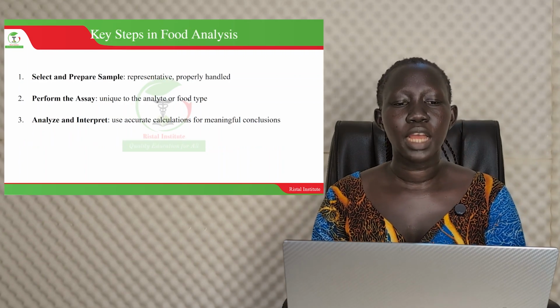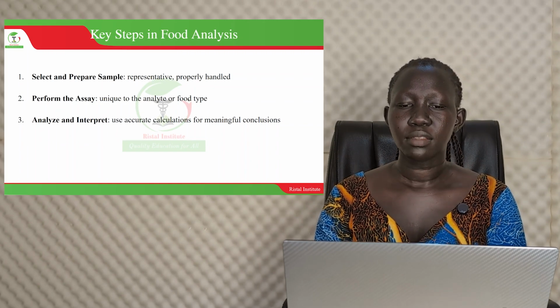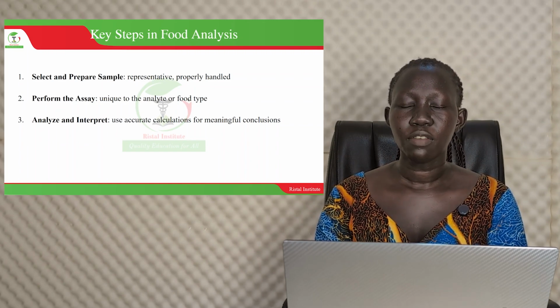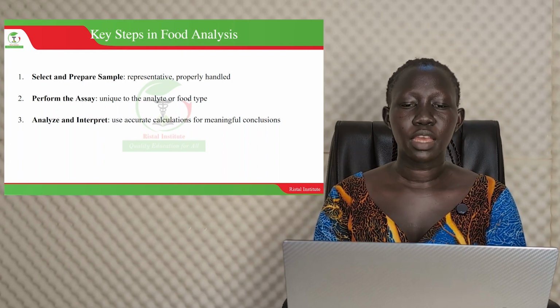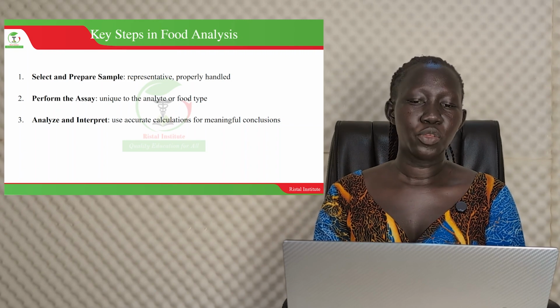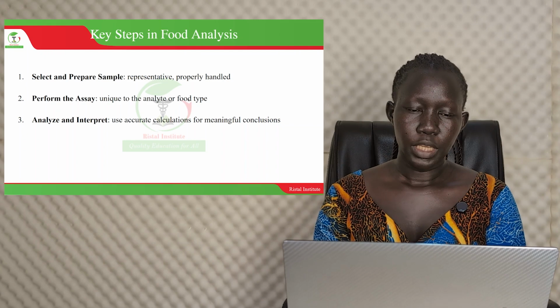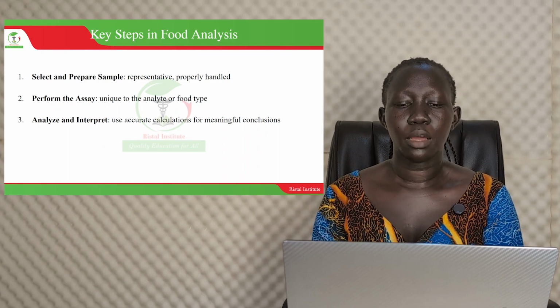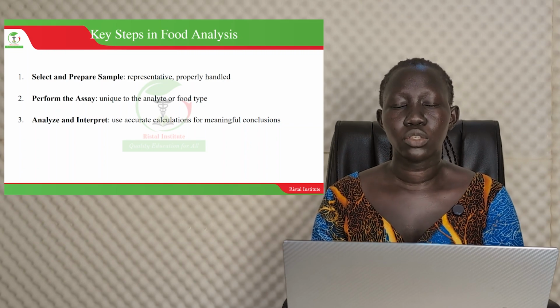The key steps in food analysis. 1, you have to select and prepare the sample. And this sample has to be representative and it has to be properly handled. Then you have to perform the assay. Each assay can be unique to the analyte or the food type you are making. And then you have to finally analyze and interpret. You have to use accurate calculations for meaningful results.